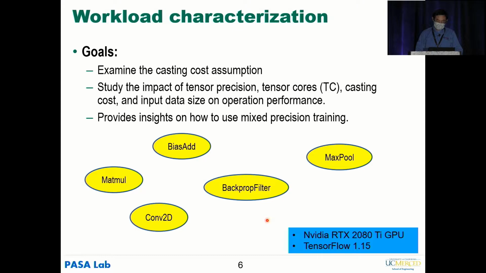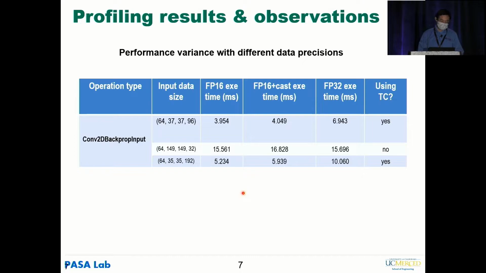Now let's look at the result a little bit. In this slide, we are going to focus on an operation called the convolution 2D backprop input. And in this table, you see the input data size, you see the low precision action time, low precision plus casting time, full precision time, and whether we are using TC or not. So this is a very simple table. And looking at this table, we can immediately draw two observations or two conclusions.